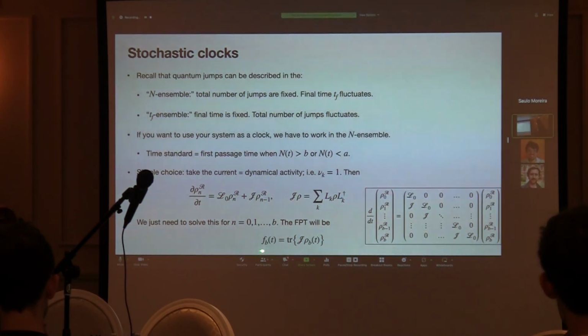And the first passage time distribution is just given by the dynamical activity at the boundary here, right? So this b is essentially the region that you want to consider, and it defines essentially your plot, right? So if b is very small, you're going to have a good resolution and a low precision, and if b is very large, then your relative precision will be better, but your resolution is going to go down.